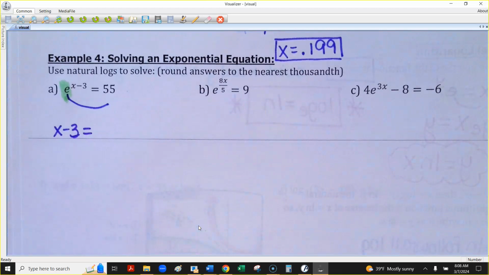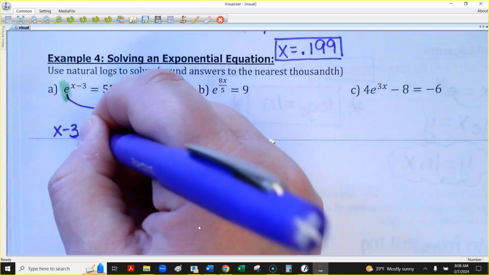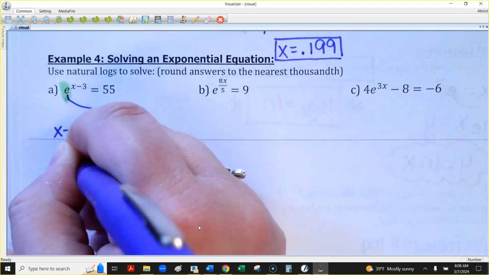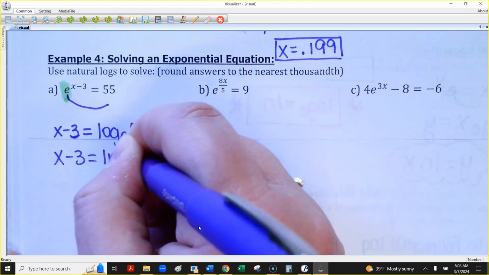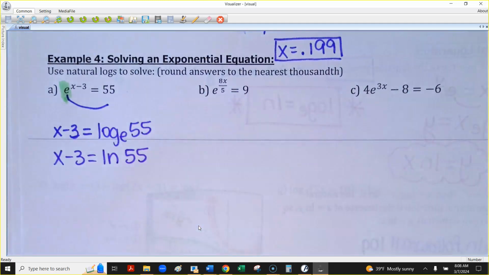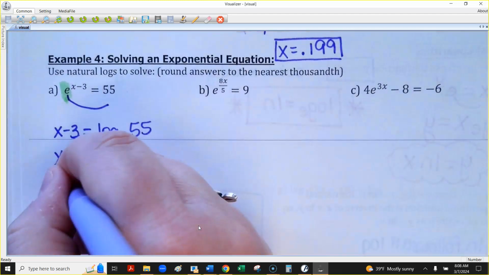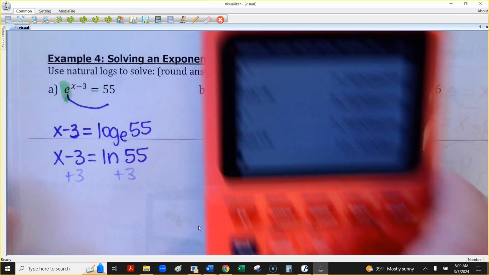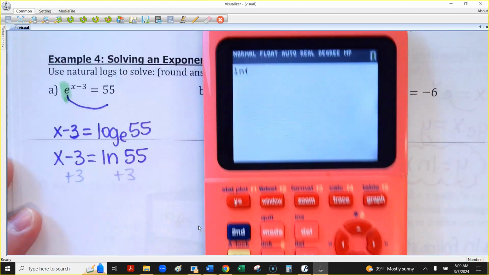The e becomes the base of the log, so this would be log base e of 55, which really means the natural log of 55. So if you want to just remember, hey, I've got log base e, natural log is what I'm going to use there. Now, all I would do on my calculator, I'm going to add 3 here eventually, but you would just use that natural log button, right? So just natural log, and then type in 55.